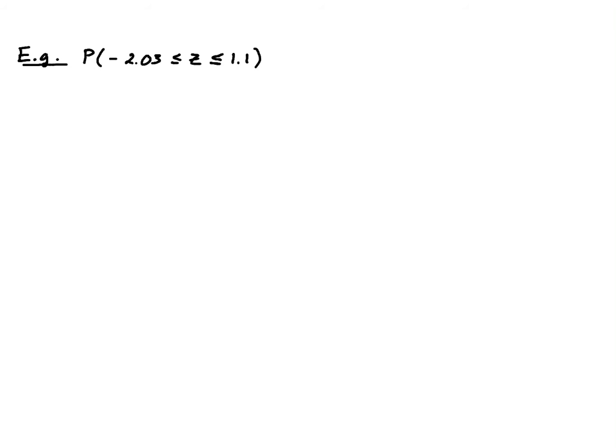So now let's identify this probability on the figure, right? Say we have our standard normal curve. If this is negative 2.03 and this is 1.1, then the probability that we want to look for is the shaded area here. Okay. So now how do we deal with something like this?